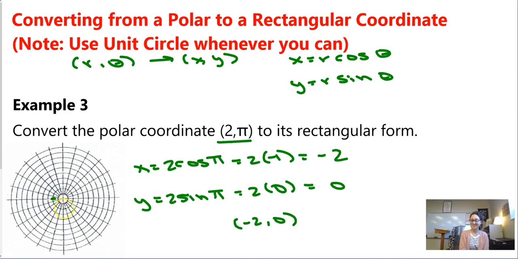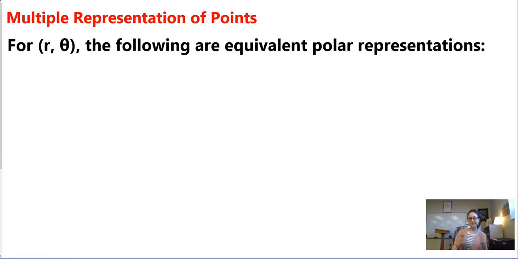Well, if we were to plot that point on a rectangular grid, it would land exactly where the green dot is, right? It would go to the left 2 and not up or down at all. So here's the thing that is unique about polar points as opposed to rectangular: you have multiple representations of the same point, right? So if you were given r, theta, there are tons, an infinite number actually, of other points that are going to land in the same spot, okay?